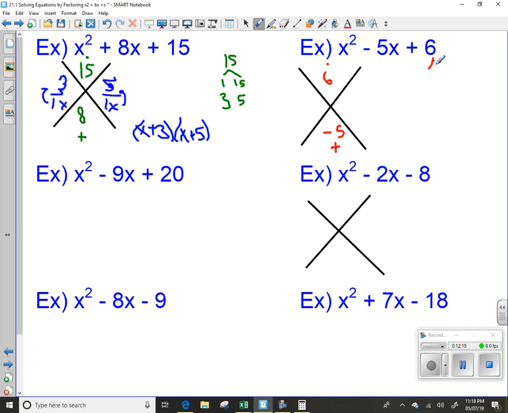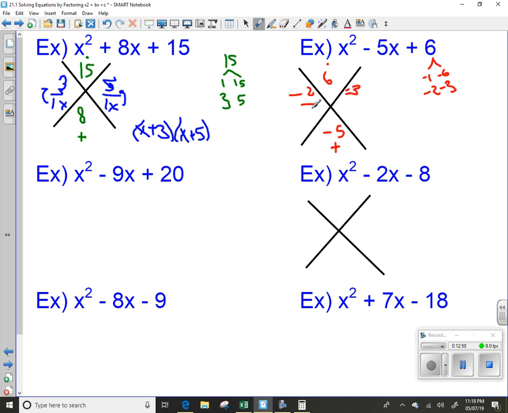So some of you, when you think of numbers that multiply together to give me 6, 1 and 6, but then 2 and 3 also work. But if I add those, this gives me 7, this gives me 5. How am I going to get a negative 5? And remember, I can take a negative times a negative, and that's going to give me a positive number, but when I add them, that would give me a negative 7. So here I would get a negative and a negative. Oh, that gives me the negative 5. So I'd have negative 2 and negative 3.